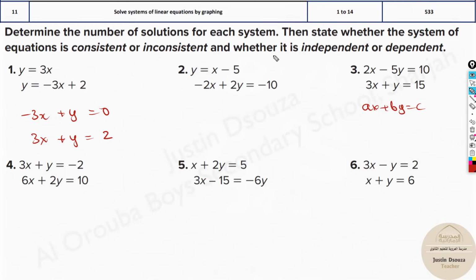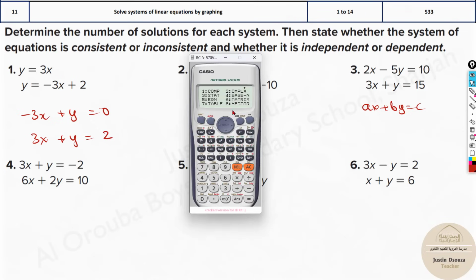So how will it help me to understand whether this is consistent or inconsistent? I'll tell you in a minute. First, let's solve it in the calculator. We need to use mode, and these are equations, so it's option 5. And now which option over here? It's not 3 and 4 because those are for squared and cubic equations. No, we don't have z variables. So let's go with option 1.